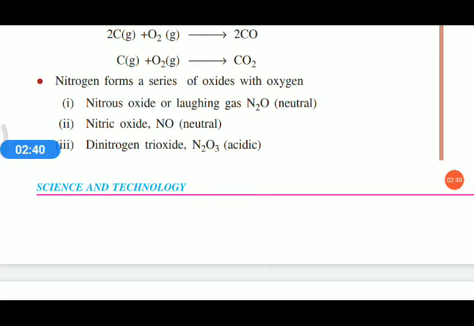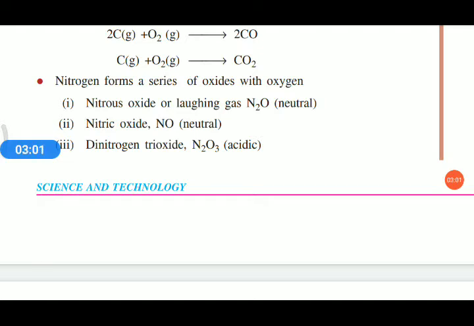Nitrogen forms 6 oxides when it reacts with oxygen in different situations. First one is nitrous oxide or laughing gas, N2O. It's neutral. Next one is nitric oxide, NO. It's also neutral in nature.